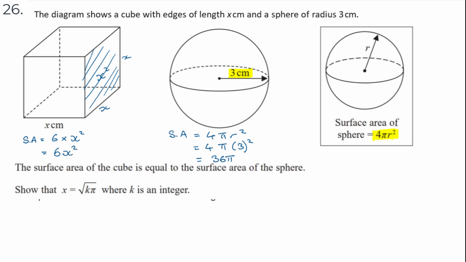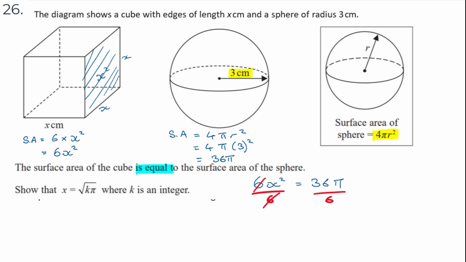Okay, so I've got my surface area of my cube, which is 6x squared, and I've got my surface area of the sphere, which is 36 pi. Now we're told that these two things are equal to each other. Okay, so I can now equate those. So I can write underneath that 6x squared equals 36 pi. Okay, so I'm guessing then I want to try and get x by itself. Let's try dividing both sides by 6.